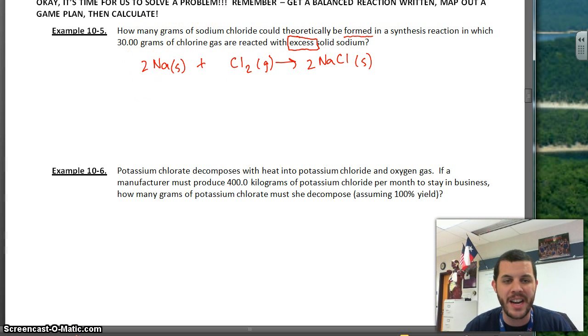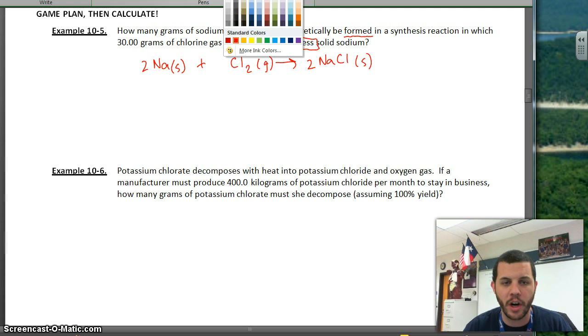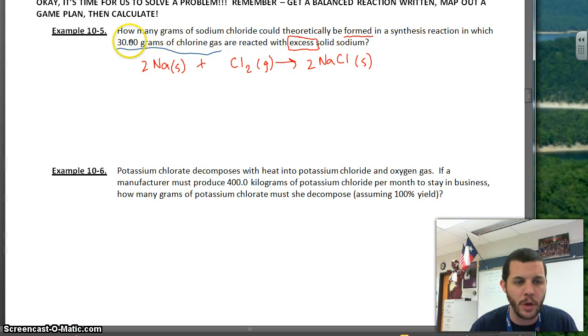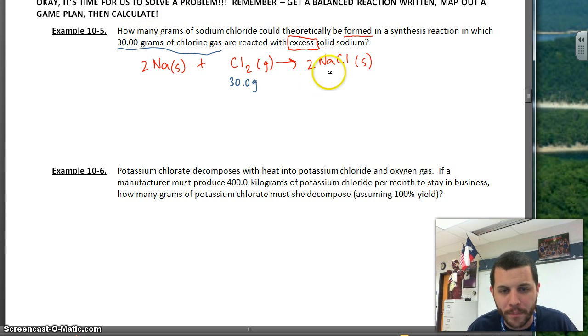So now our next step is to determine what our given is, okay? Our given is 30 grams of chlorine gas. So what I need to do is write 30 grams directly beneath chlorine gas, okay? I want to know how many grams of sodium chloride I can form, so I'm going to go question mark grams for sodium chloride.